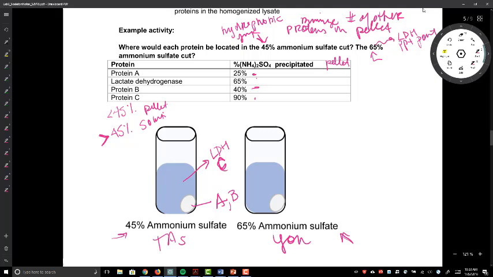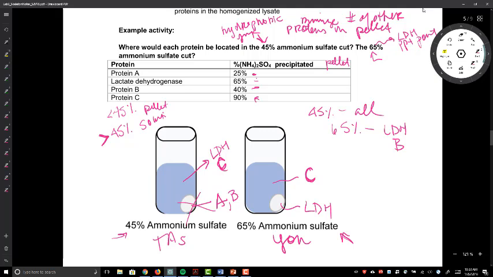So after the 45% cut, we're going to throw out the pellet. That goes away, and then we're just left with the supernatant. All right. So at the 45% cut, we have all the proteins. But when we do the 65% cut, we're only going to have LDH and C. So once we have the 65% ammonium sulfate cut, LDH precipitates at 65%, so LDH is going to be in this pellet, whereas protein C comes out at 90, so protein C is still going to be hanging out in solution.